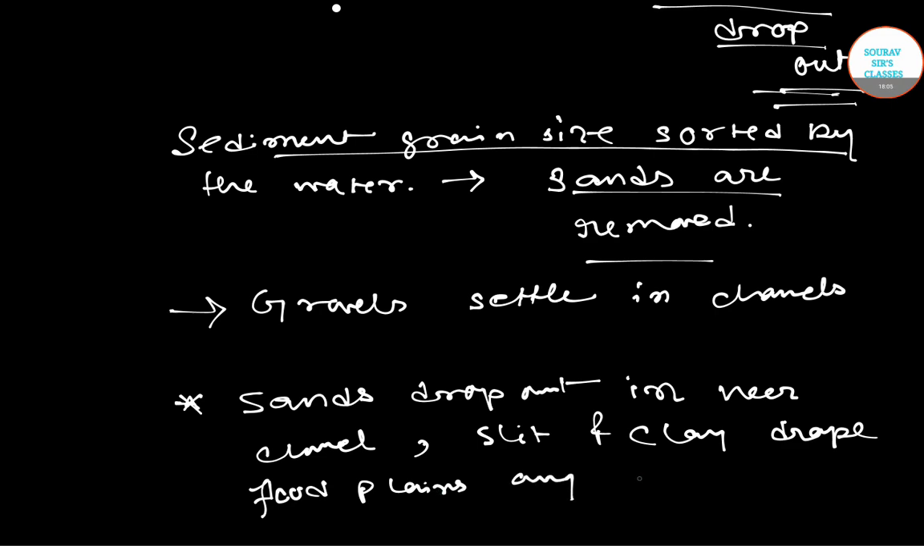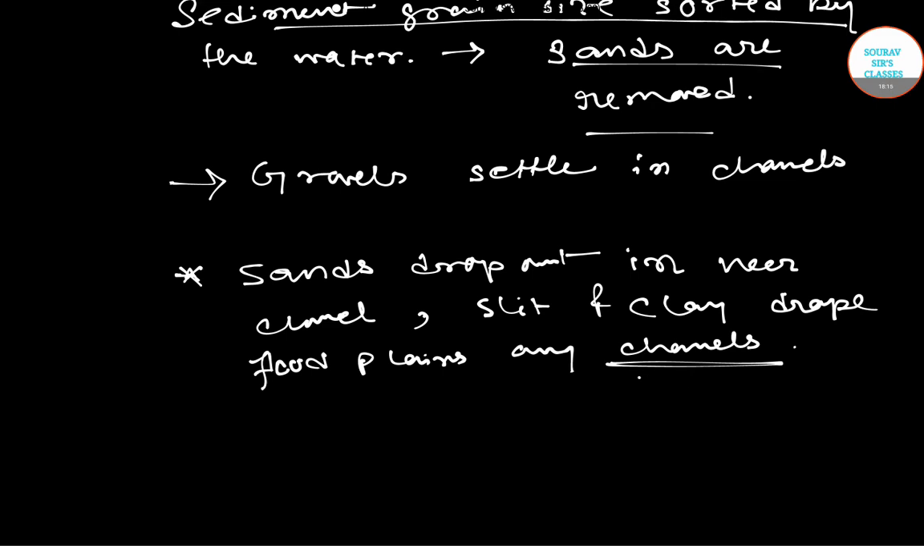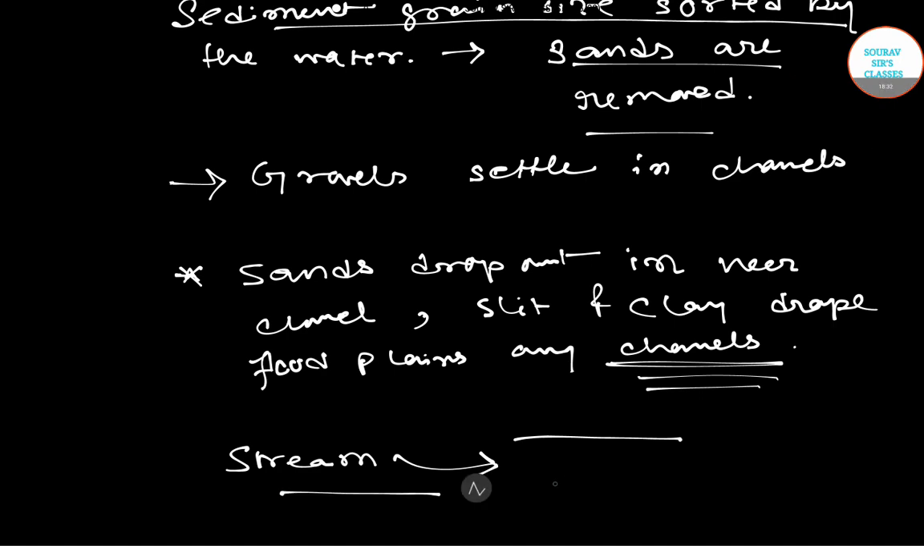And let me tell you one thing, I'm using this word channel in a frequent way. So what is a channel actually? When there is a stream, a water body that is flowing, the stream is moving and making its own way along with the particles, and this is called a channel.